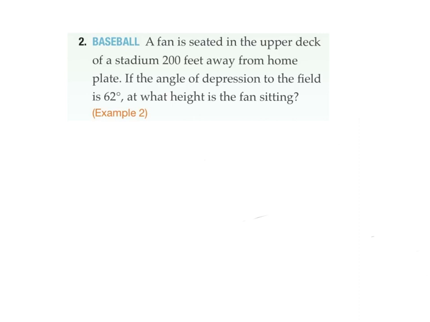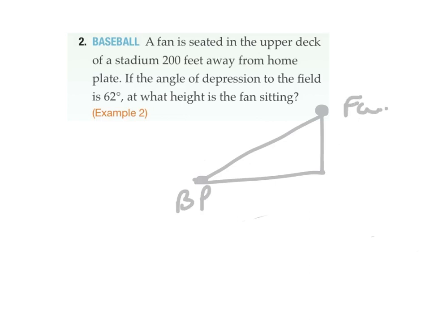Quick thing to do, draw a diagram. Okay, you know your fan, you're standing up there. You're 200 feet away. So this is the base plate. This is the fan. Okay, what do we know? The angle of depression is 62. So that's the same as this guy, which is also 62. Don't forget you need the angle inside. He's 200 feet away. Well, it's not talking about the horizontal, it's talking about the diagonal from here. So this is 200 feet, and it's asking you for the height, which is x.